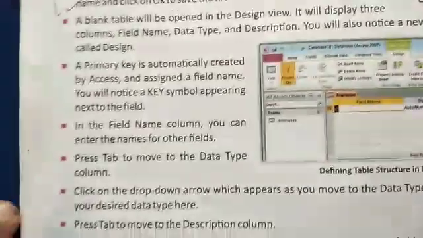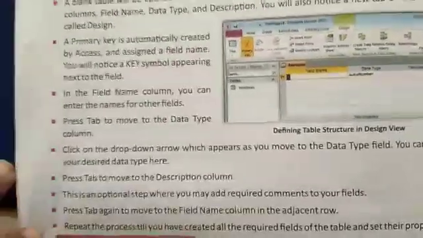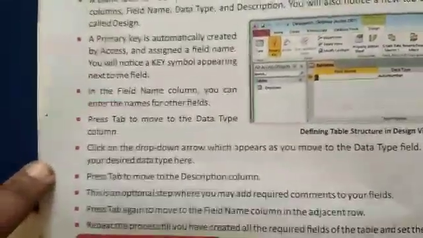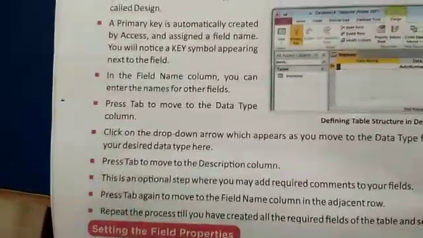Press Tab to move to the data type. Now just enter the data type. Click on the drop down menu arrow which appears as you move to the data type field. You can select your desired data type here, like text, number, OLE, whatever you want to give.